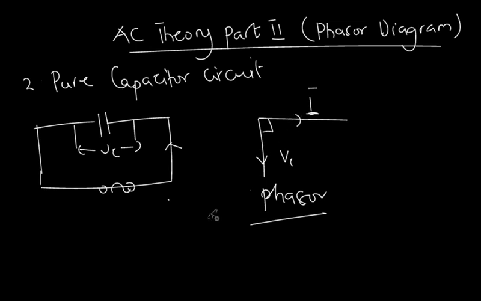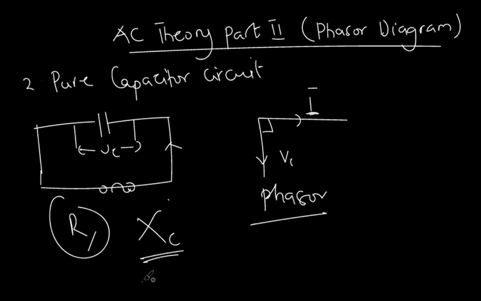Now, for us to obtain the opposition offered to the flow of current through this circuit, remember that in the first example the resistance was R. In the case of the capacitor, we don't use R, we use a special type of R. We use an X, with a C at the bottom, XC. This means capacitive reactance, that is the total opposition offered to the flow of current by the capacitor we have over here.